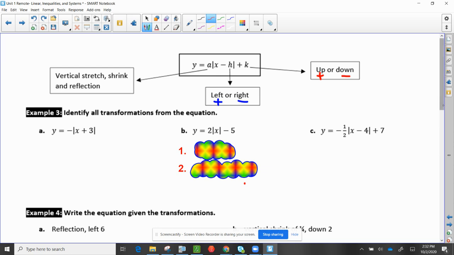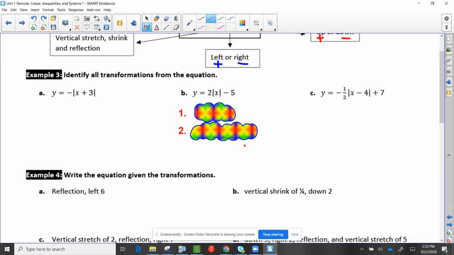So let's identify these transformations. So in A, we have y equals negative absolute value of x plus 3. So anytime we change the graph from the parent function, something happens to the graph. So I see two changes here. I see a negative in front, and I see a plus 3 inside the absolute value. So that tells me that the negative is going to give me a reflection, or it's going to flip the graph.